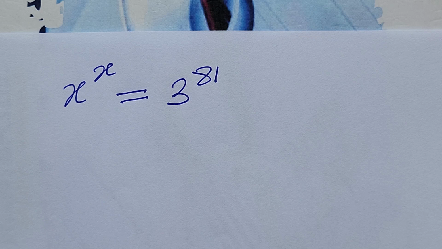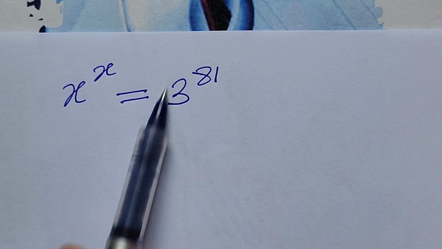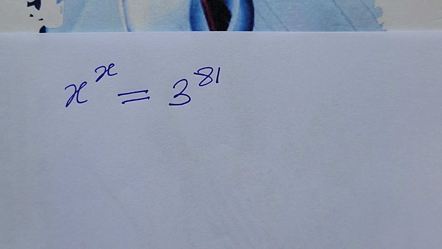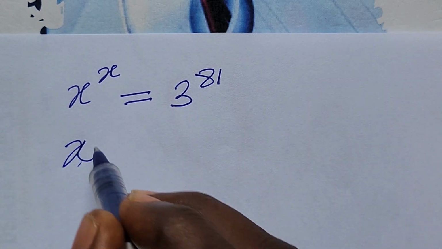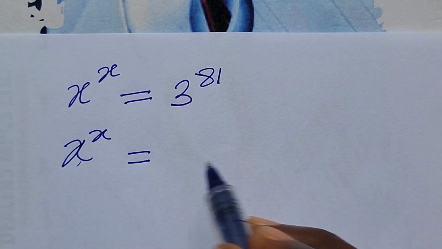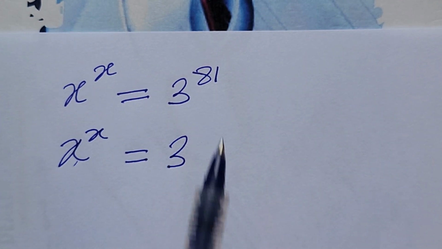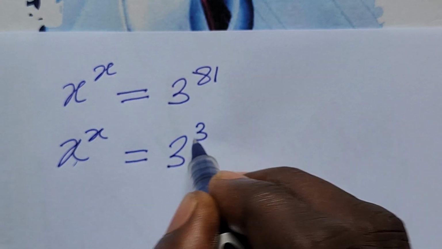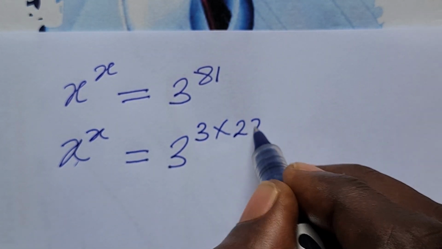We want to solve this challenge in less than 30 seconds. All we have to do is to make sure we express this in a number raised to its whole self. So this will now give us x to the power of x equal to 3 to the power of 3 to the power of 3. Each one could be expressed as 3 times 27. So we have here 3 times 27.